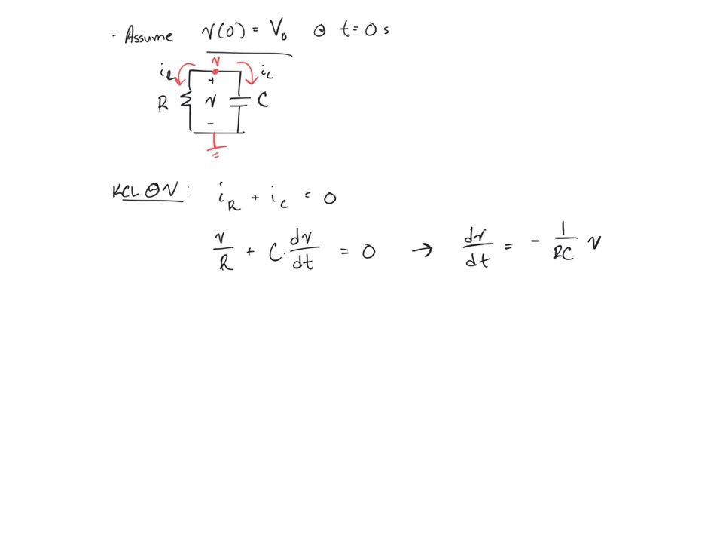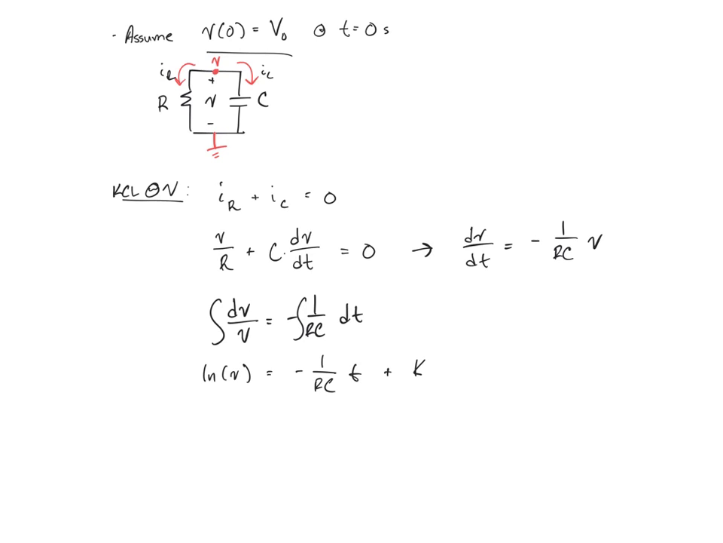Grouping the voltage terms together, I get dV over V equals negative 1 over RC dt. To get rid of the dV and dt terms, I'm going to integrate both sides. The integral of 1 over V with respect to V is the natural log of V. And the 1 over RC term is constant. I have the integral of 1 times dt, which is going to be t. And I'll have an integration constant K here as well.